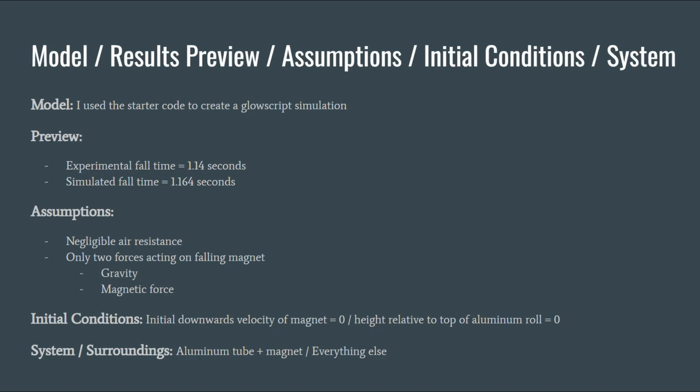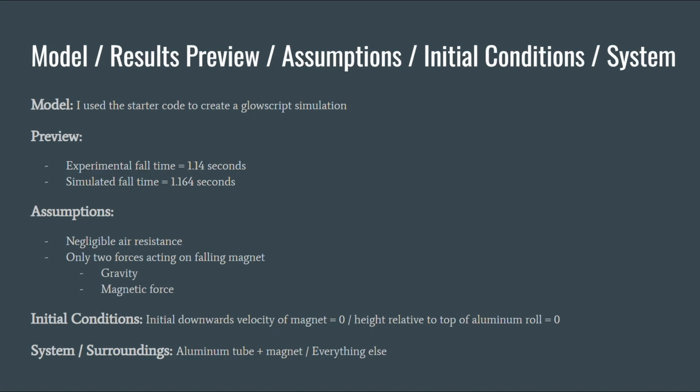The preview of the results is that the experimental fall time was 1.14 seconds, while the simulated fall time was 1.164 seconds. We had to make some assumptions here, the first of which was that there was negligible air resistance, and the second of which was that there are only two forces acting on the falling magnet: gravity and the magnetic force.